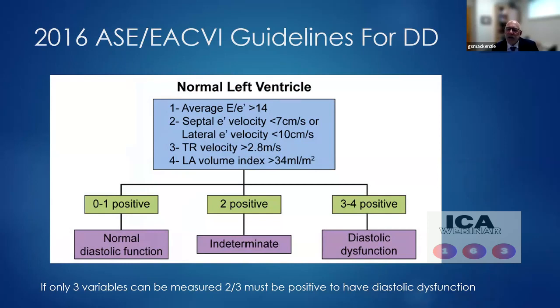So the guidelines suggest that we need to look at these 4 variables to determine if a patient has diastolic dysfunction. And you can see if 3 of 4 of these are positive, the patient does have diastolic dysfunction. If only 2 are positive, it's considered to be indeterminate, and none or 1 positive, it's normal function. Now, if you can only measure 3 of the variables, 2 out of 3 need to be positive to have a diagnosis of diastolic dysfunction.